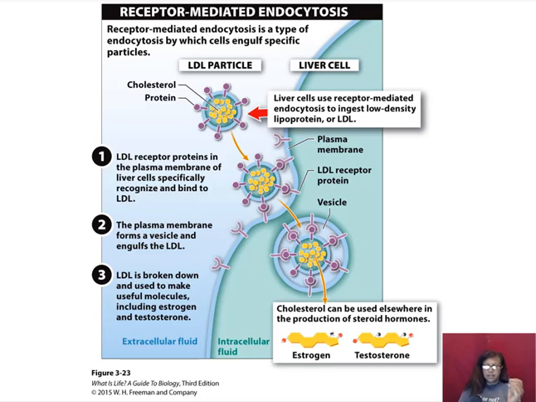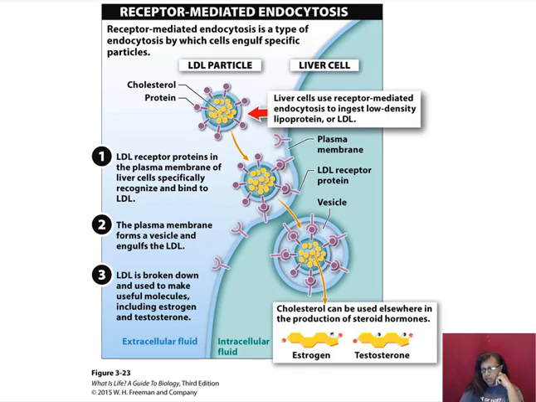Receptor-mediated endocytosis. Now, I want you to take a very close look at that, and let's make sure you understand this, because this is the mechanism that COVID-19 co-opts in order to get into our cells. So here we're going to look at this process, this receptor-mediated endocytosis, looking at a cholesterol, right? A piece of cholesterol. So we have a cholesterol protein here, and we've got this LDL particle and a liver cell. Okay. So step one, the LDL receptor protein, that's this little knob here.